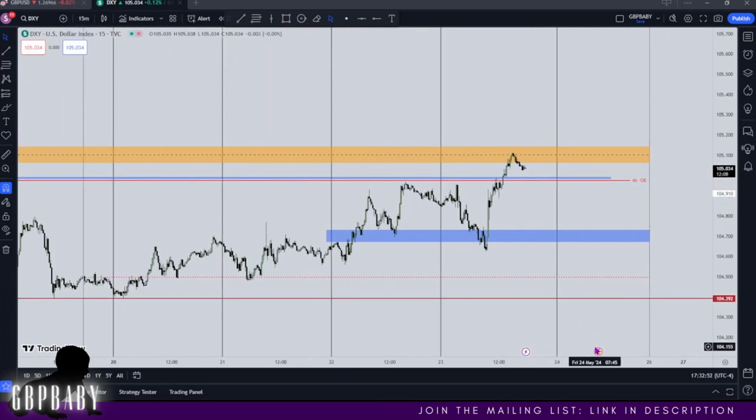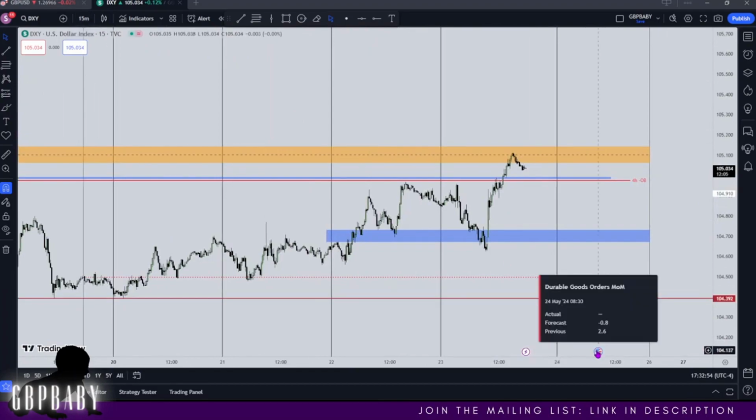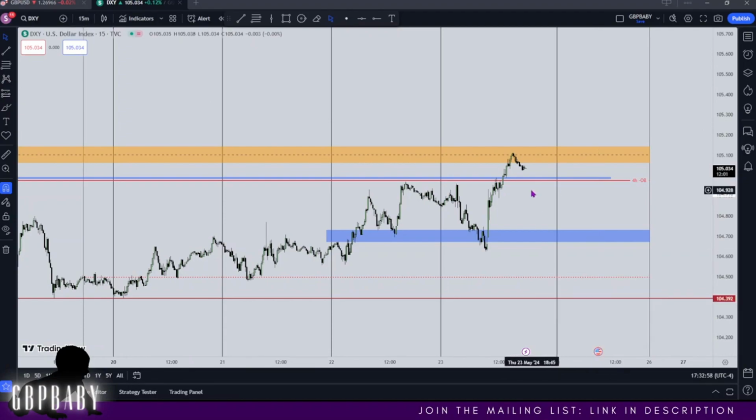We do have high impact news as well tomorrow, 8:30 classic. We have durable goods month on month, so I am expecting some kind of expansion at that time. If we're still below this implied daily fair value gap and a setup starts forming around 8 a.m, I'll happily go short with the expectation to run back down into this range that we've created.